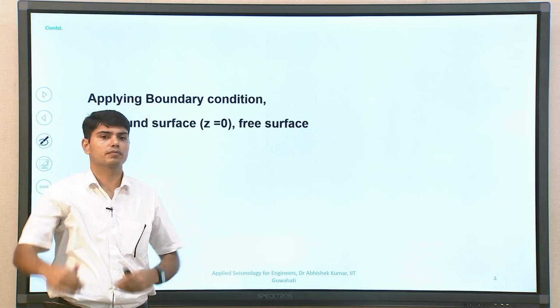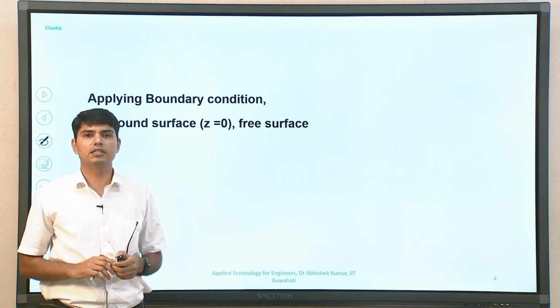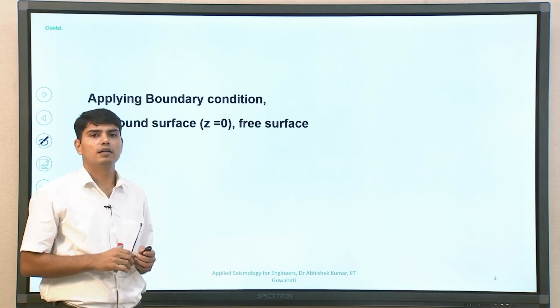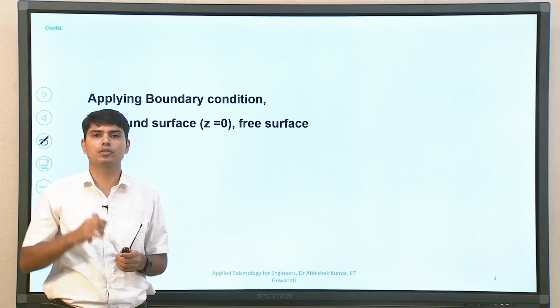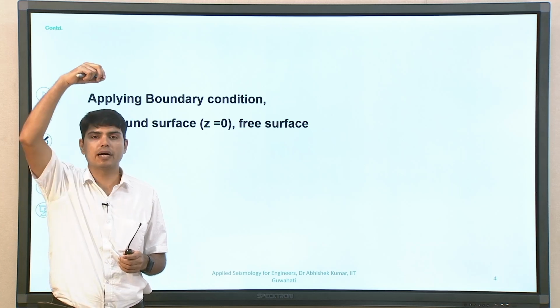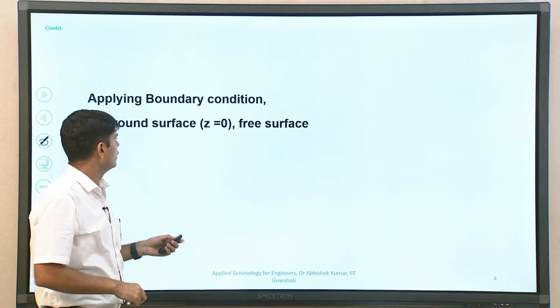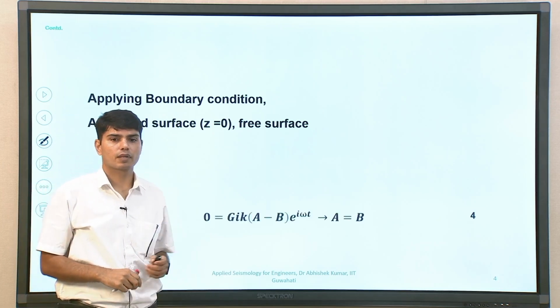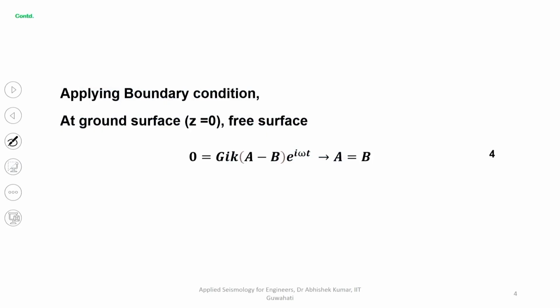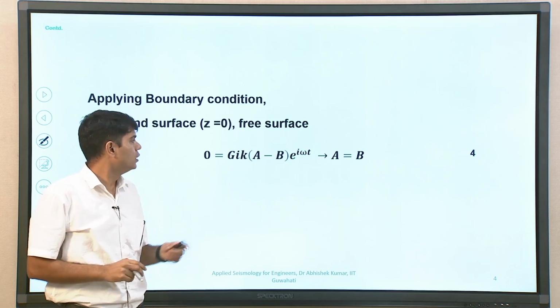That is the boundary condition, that is at free surface, that means at z equals to 0. Remember, z is increasing with respect to depth starting from the top of soil layer. So, it is increasing downward. Apply this particular condition to the previous equation, that is equation number 3.